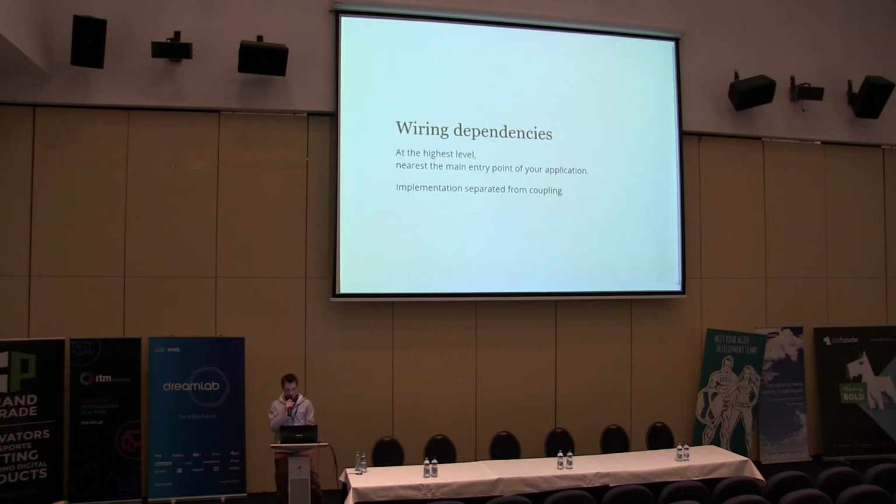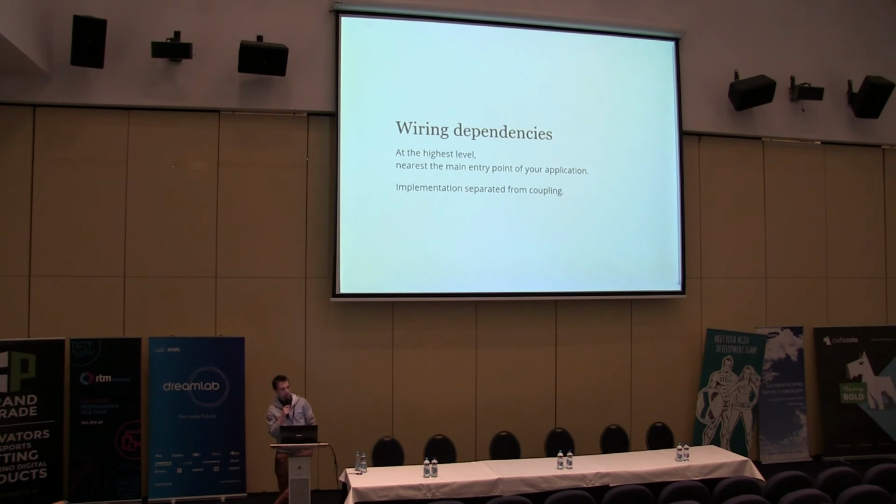Okay, let's get back to wiring dependencies together. Where should we do that? We should create our reusable instances along with their dependencies in one place, at the highest level, nearest the main entry point of our application. This way, we separate implementation from coupling, as in the separation of concerns.